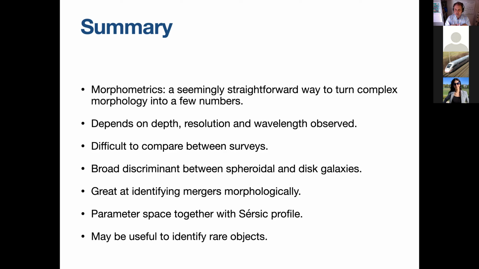The broad discriminant is really great. So you can actually say, these are disk galaxies, these are spheroidal galaxies, those are mergers. That seems to be working very well.